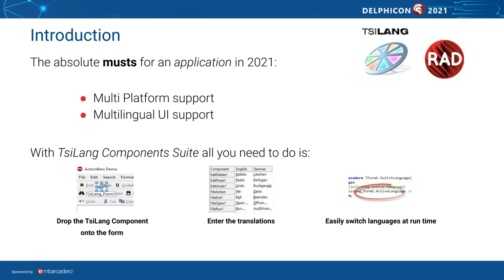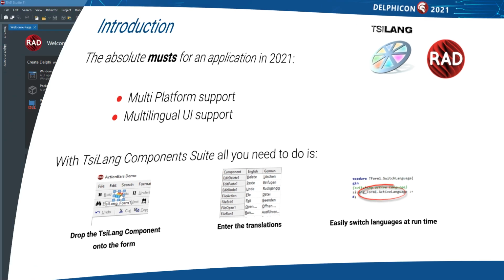TsiLang Component Suite is a set of tools and components for RadStudio that helps you to localize the user interface of your application in just three steps. First, drop the TsiLang component onto your form. Second, enter the translations you need. And third, switch them at runtime. Sounds a bit too good and easy to be true, right? No problem. Let's go through some of the practical examples so you can see for yourself.